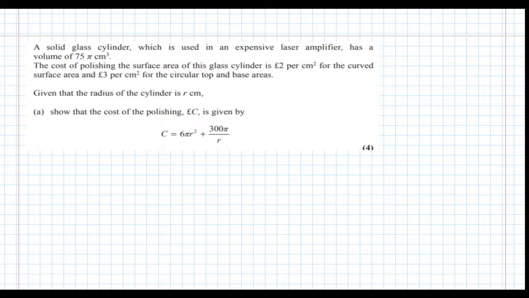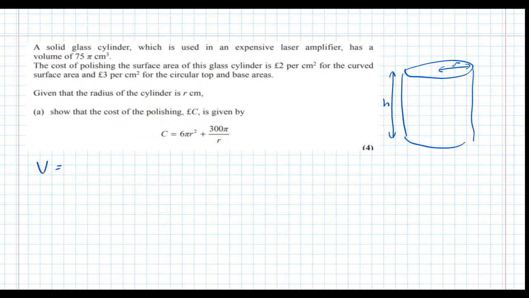Might help to draw a diagram. So there's our cylinder, a bit rubbish. Radius. Height. Therefore, that piece of information there, the volume of 75 pi: the volume is pi r squared h of a cylinder, and we're told that that's equal to 75 pi. There we go, we've written that down in maths.